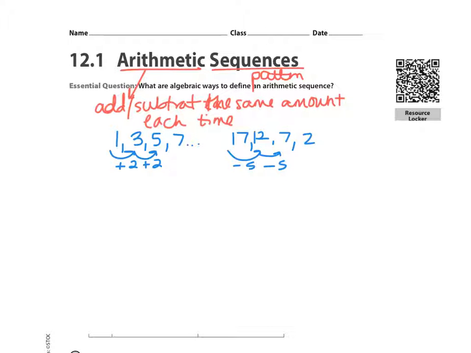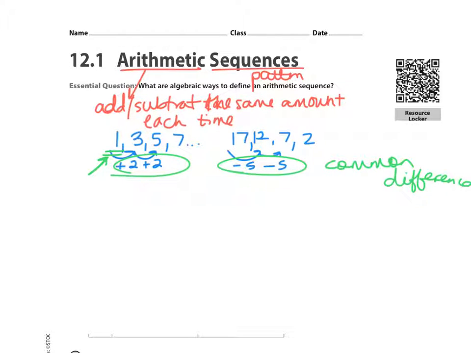This amount that you're changing by every time, these are called the common difference. We also have the first term, which is sometimes referred to as A since it's our starting point. So our starting point or our first term can be called A. The last thing that we need to talk about is just about sequences in general.